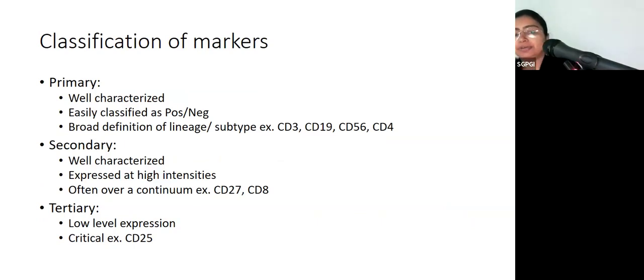So as I said, we've already classified this. So based on the lineage, these are examples. So CD3 for T lymphocytes, lineage defining, not expressed in other cells. CD19 for B cells in the context of lymphomas, definitely lineage defining. Then CD56, again for NK cells. CD4 is good for helper cells. Secondary antigens are expressed at high intensities and over a continuum. Tertiary antigens, you have low level expression.